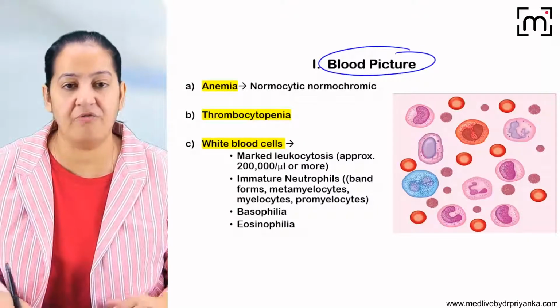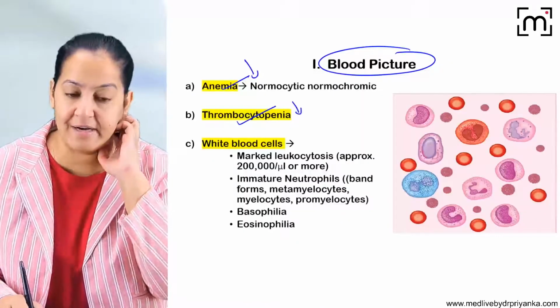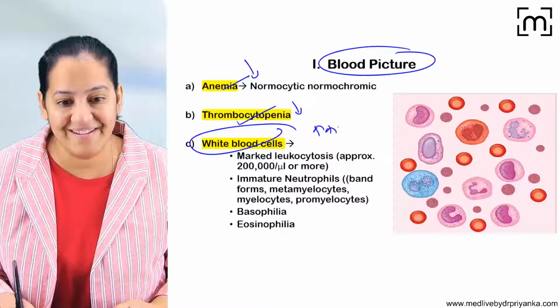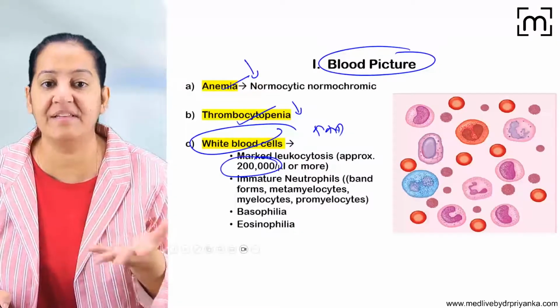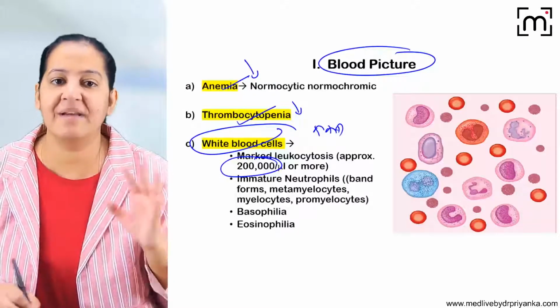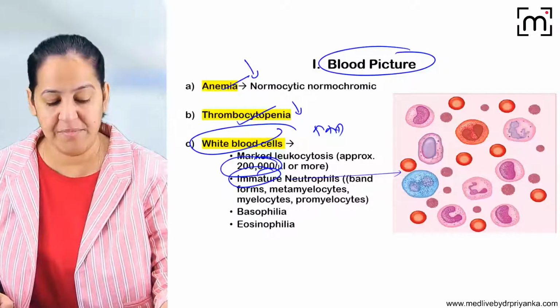In the blood picture, of course, the patient has anemia. Of course, the patient has thrombocytopenia. RBCs are less, platelets are less, but WBCs are too high. Usually they are more than 2 lakh. Never forget, the normal count is 4,000 to 11,000. Here they are more than 2 lakh, oh my God, but they are immature. Show them in the blood. So in the blood, how many WBCs can you see?